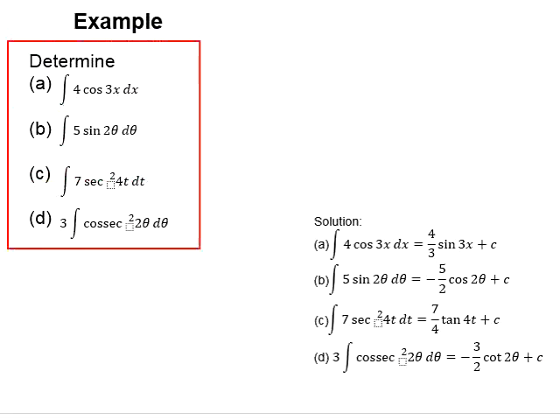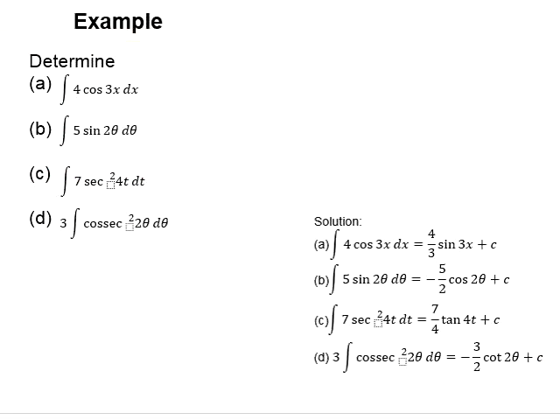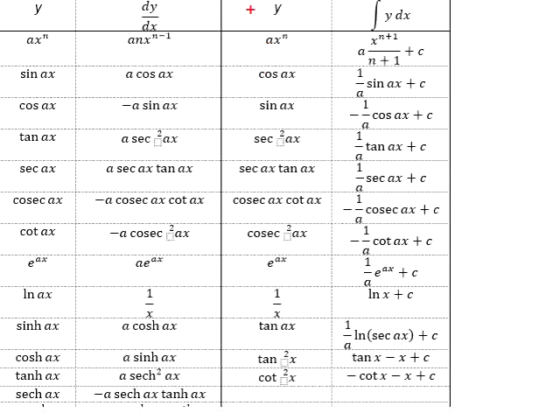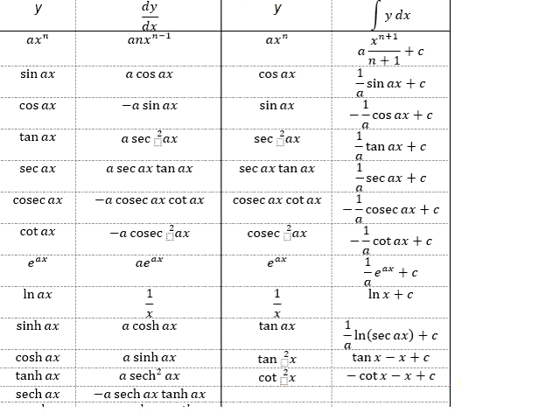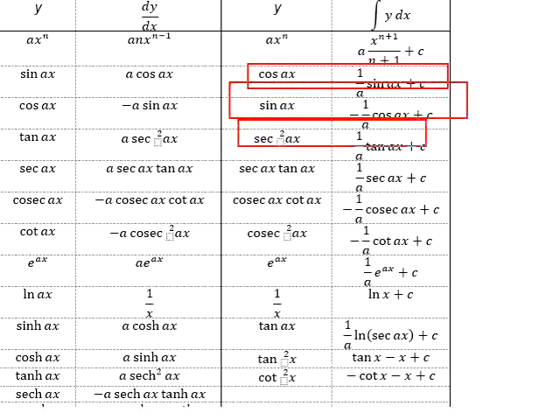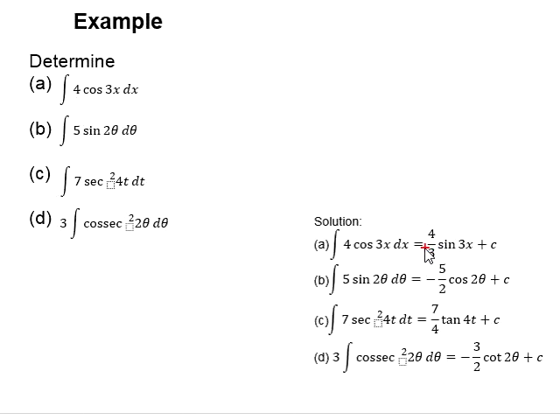Let us try these equations. It is dealing with cos, sine, secant, and cosecant. This can be solved by referring to the table of the list of equations for standard integrations. Cos, sine, secant square, and cosecant square. Adopt the formulas, you get these solutions.